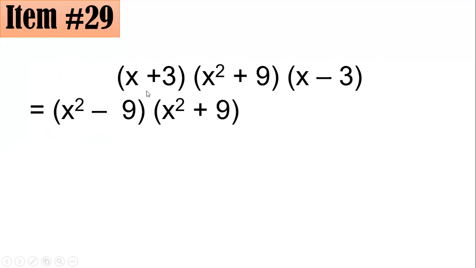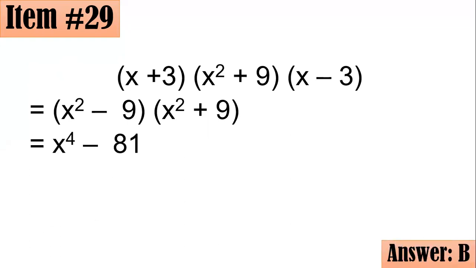So the product of x plus 3 and x minus 3 is x squared minus 9 times the x squared plus 9. It's still a difference of two squares. And using a similar reasoning, we arrive at x to the fourth minus 81, which is letter B. Number 30.